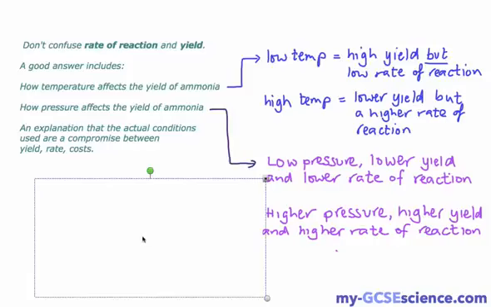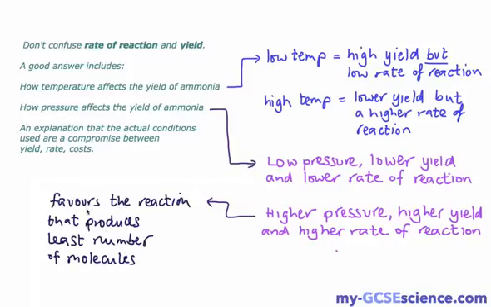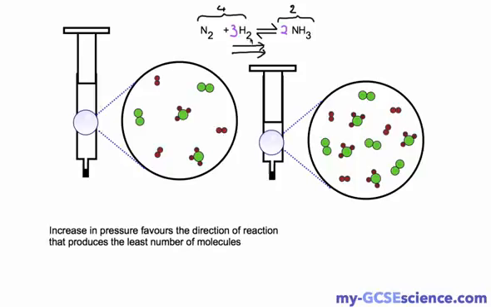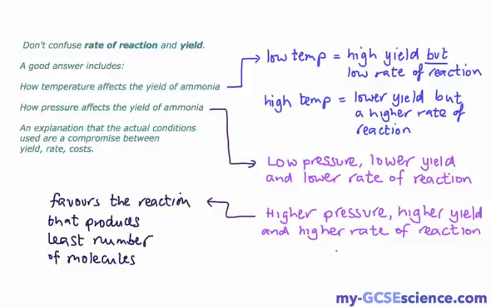Why is that? Well, this reaction favors the side that produces the least number of molecules, and for our reaction here, the least number of molecules is our ammonia, so it favors the forward reaction. Okay, so this is a bit of a summary of how you might talk about optimizing the conditions for the production of ammonia, and these are the key things to talk about.